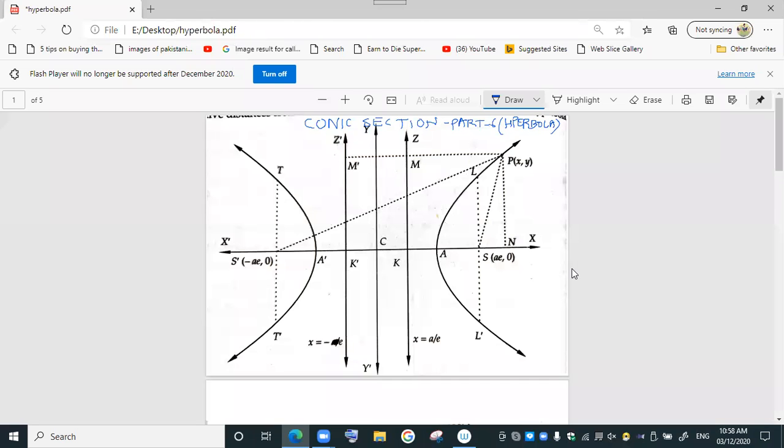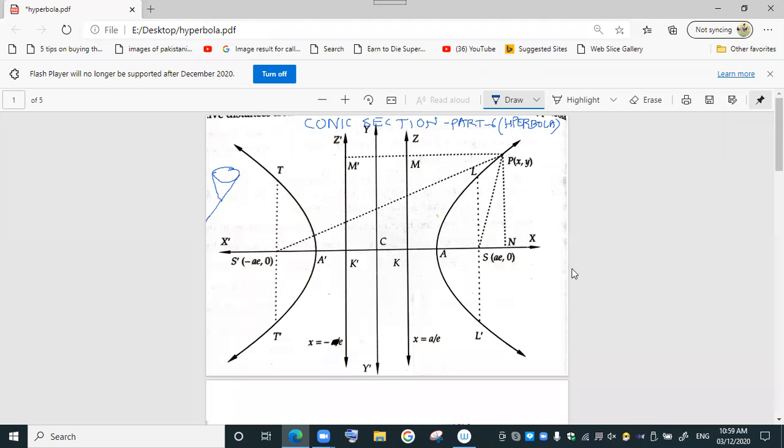Conic section part 6, hyperbola. We discussed if a plane parallel to the axis cuts a double-napped cone, suppose this is a cone, we have seen that it is a double-napped cone like this.